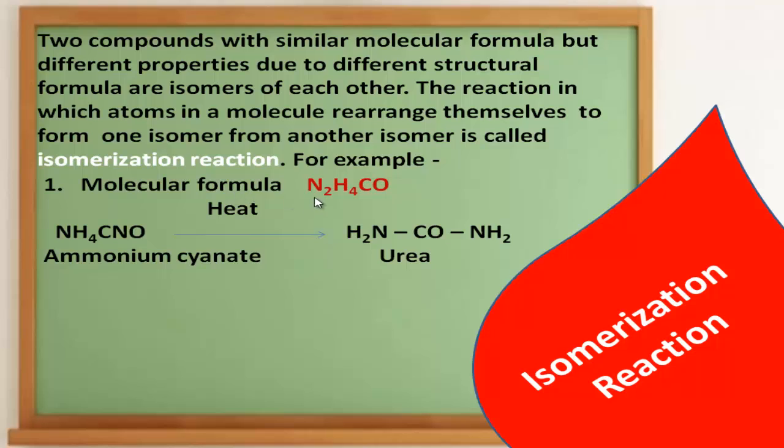Follow here, the molecular formula is N2H4CO, and these compounds, ammonium cyanide and urea, both actually carry this molecular formula. Follow here, this is N2H4CO, here also N2H4CO. So both of them have a similar molecular formula, but what is different between them? That is the structural formula. Their structural formula is different. For this they are totally two different compounds, ammonium cyanide and urea.